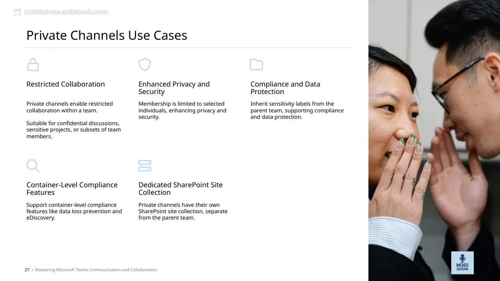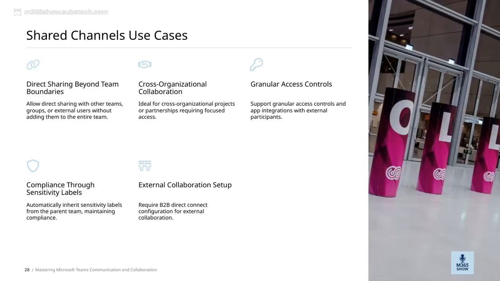Finally, private channels enable restricted collaboration within a team. They are ideal for confidential discussions, sensitive projects, or when working with a subset of team members, allowing you to control who can participate and see the content. All these features together make private channels a powerful tool for managing sensitive information and maintaining secure, focused collaboration within your organization. Now, let's look at some of the key use cases for shared channels.